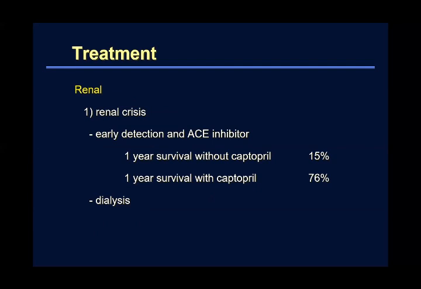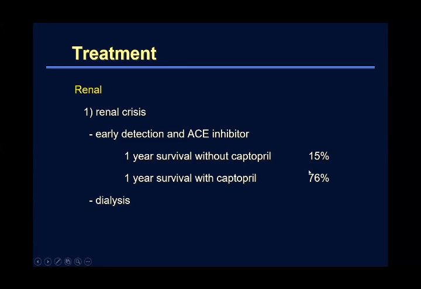This is a very, very important part of patients with scleroderma. These patients can have high blood pressure at times, and that's called renal crisis. So early detection with an ACE inhibitor. An ACE inhibitor is very good, especially captopril. These patients are given 50 milligram, 4 to 6 hourly, as an ACE inhibitor, and the 1 year survival with captopril is 76%. So compare 1 year survival without captopril and 1 year survival with captopril. You can see how good these drugs are.